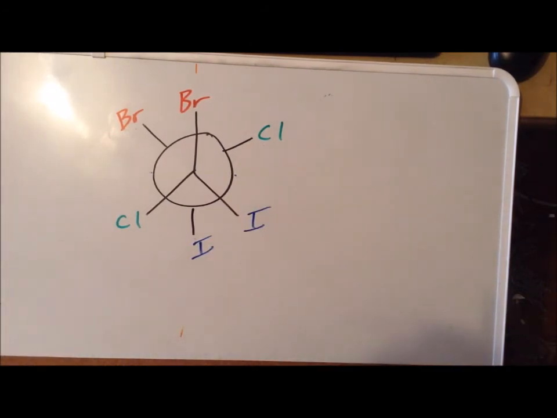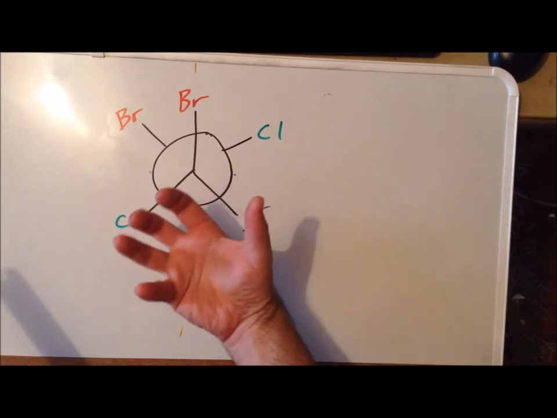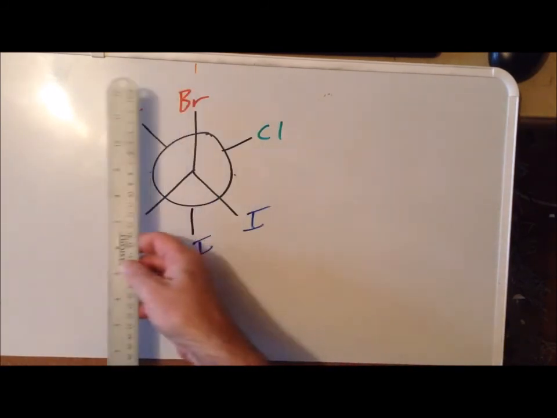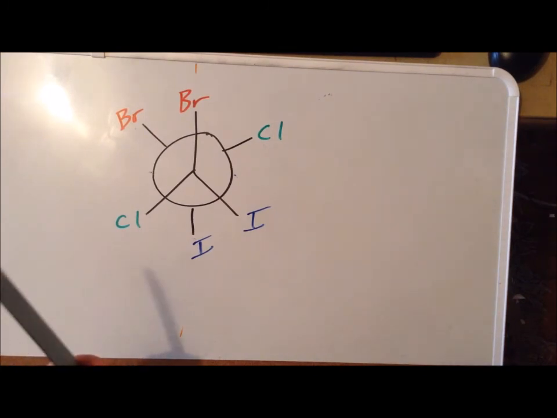So I might look for a mirror in the plane of the board. And the mere fact that we have a staggered conformation tells us that we can't have a mirror plane in the plane of the board. Perhaps we might have some sort of a vertical mirror, like this.